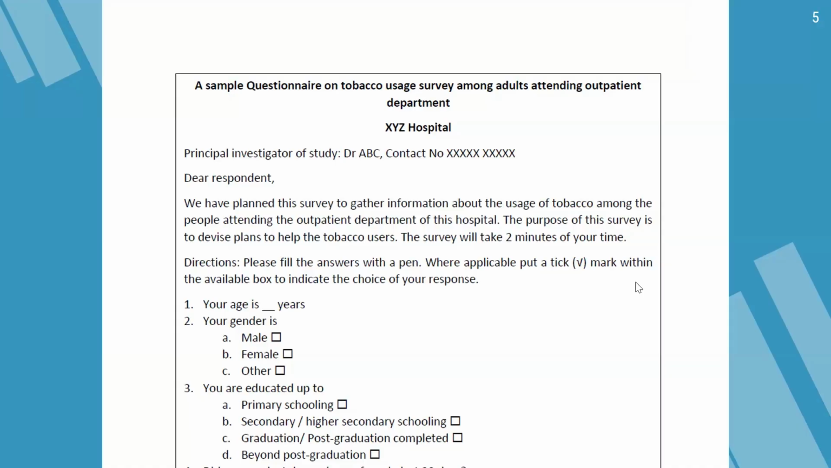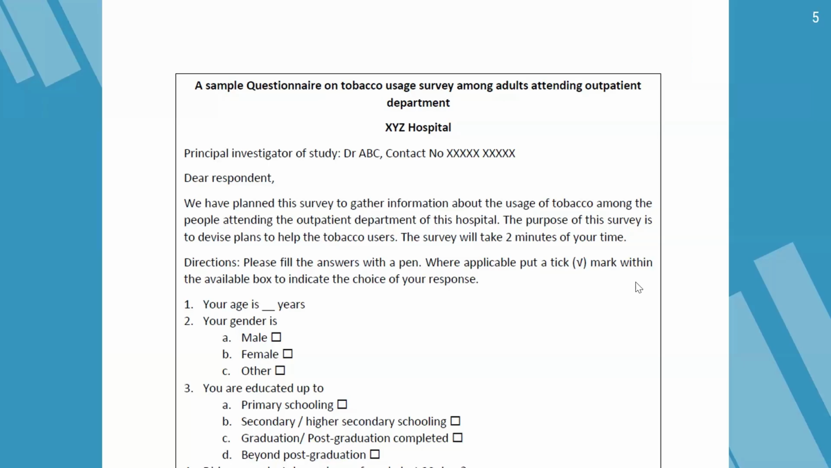The name of the survey is given, the purpose of the survey is given, and the questions that we are asking the respondents, like the age, gender, and the following questions. Okay.